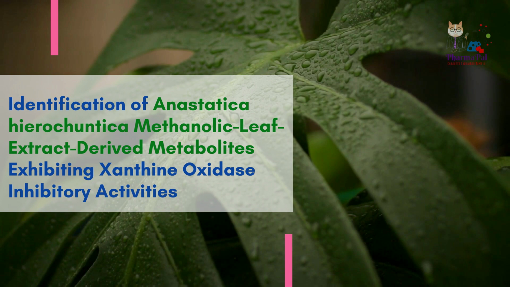Materials and methods. To understand the metabolites of hierochuntica, researchers followed a systematic approach. 1. Plant extraction. Leaves were collected, dried, and ground into a fine powder. They were then extracted using a methanol-water mixture. 2. Metabolite identification. The extract was analyzed using liquid chromatography quadrupole time-of-flight mass spectrometry, LC-QTOF-MS. This technique helps identify the chemical structures of the metabolites based on their mass-to-charge ratios.